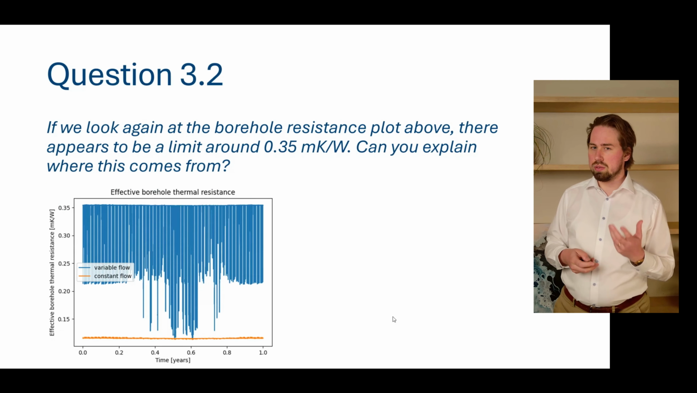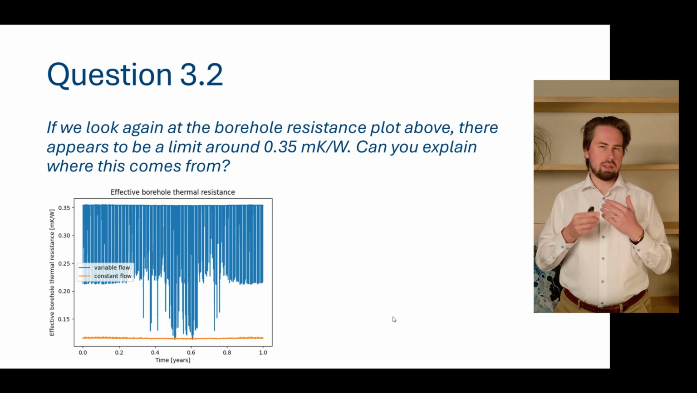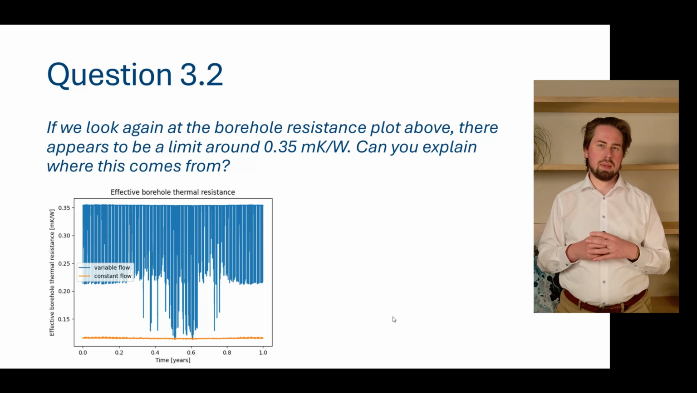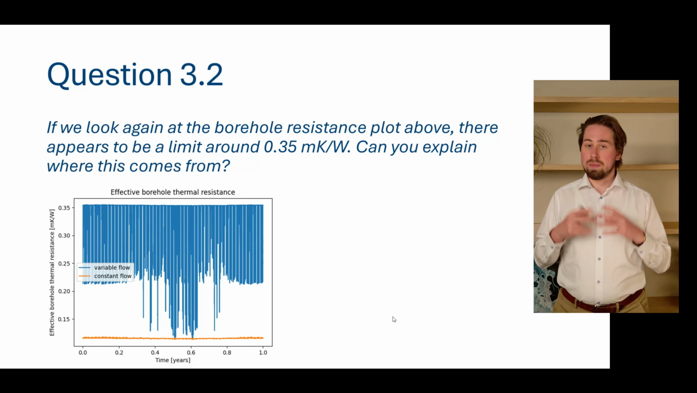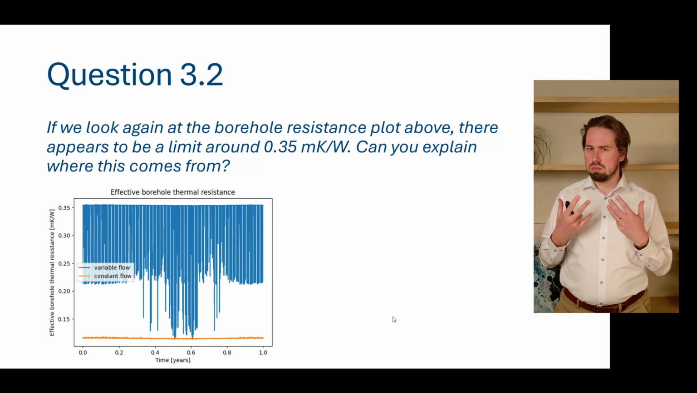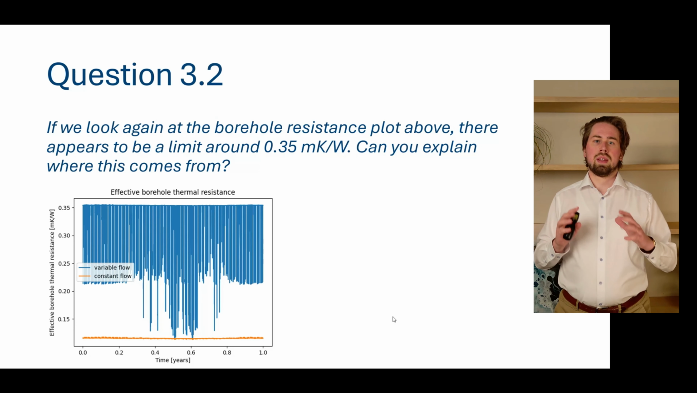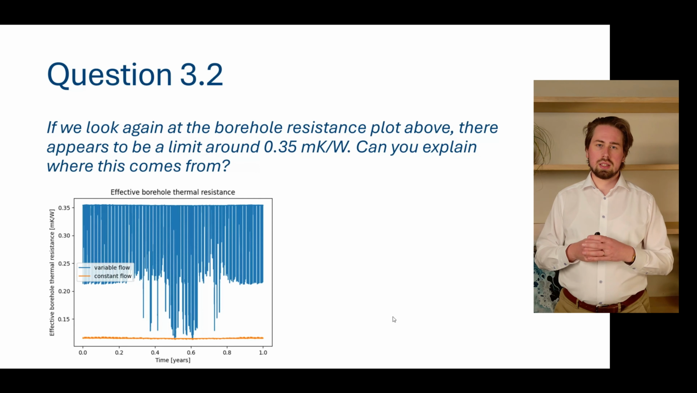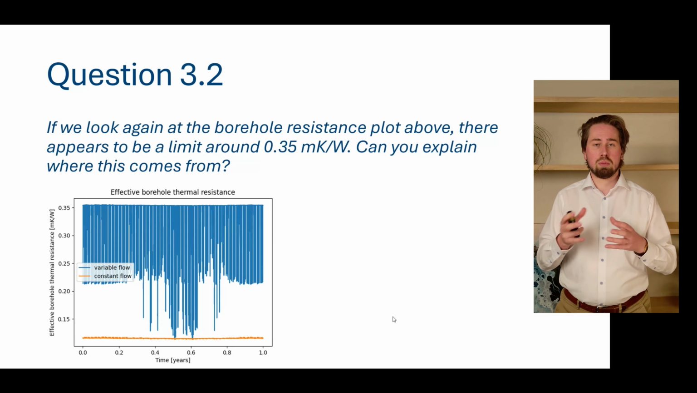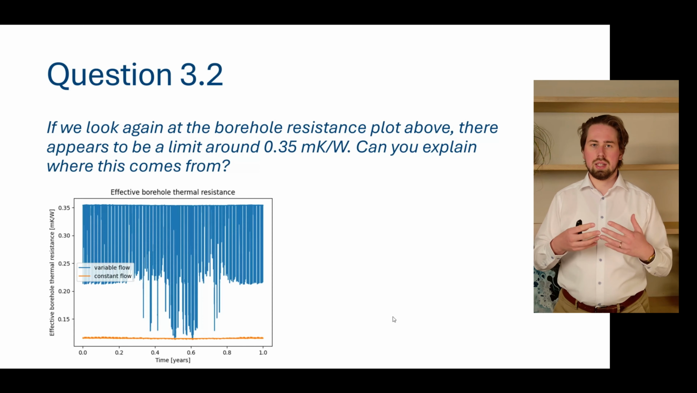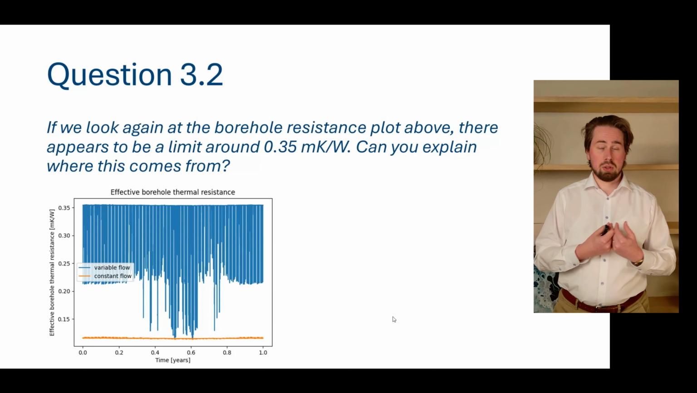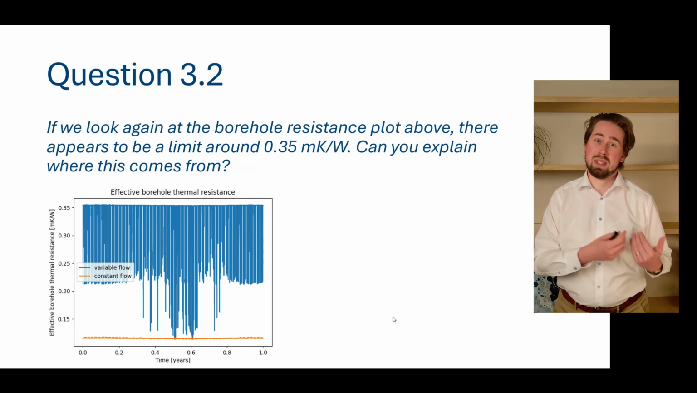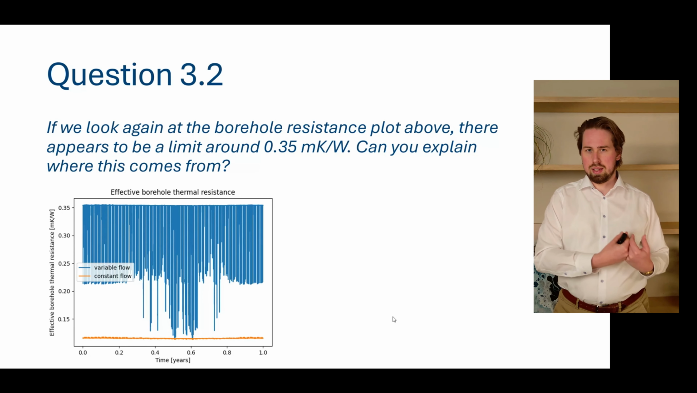Now a second question related to this graph is why there is a seemingly maximum limit around 0.35 meter Kelvin per watt. The reason for that is quite straightforward actually. We discussed in this chapter about variable flow rates, about the minimum flow percentage. And we talked about that our pump cannot modulate between 0% and 100%. It will go down to 30, perhaps even 10%, but not lower than that.